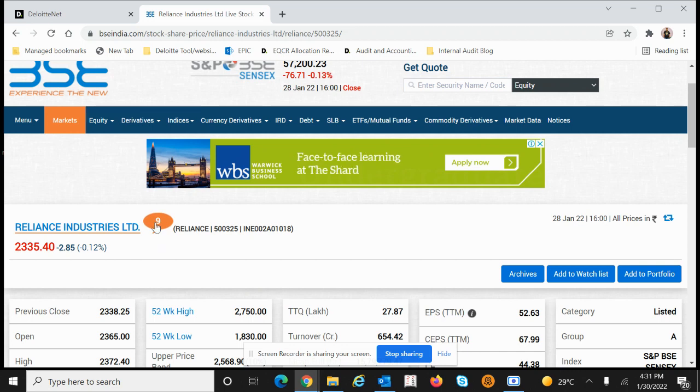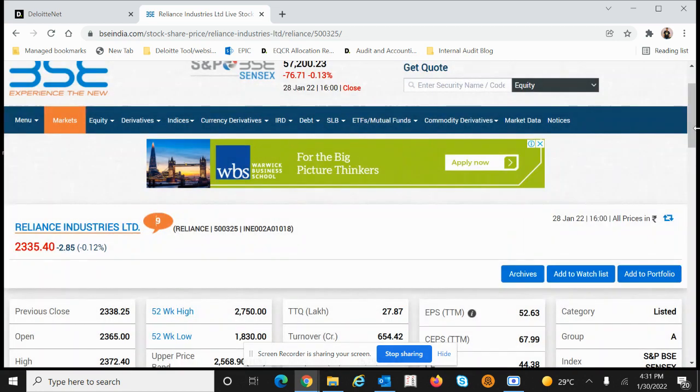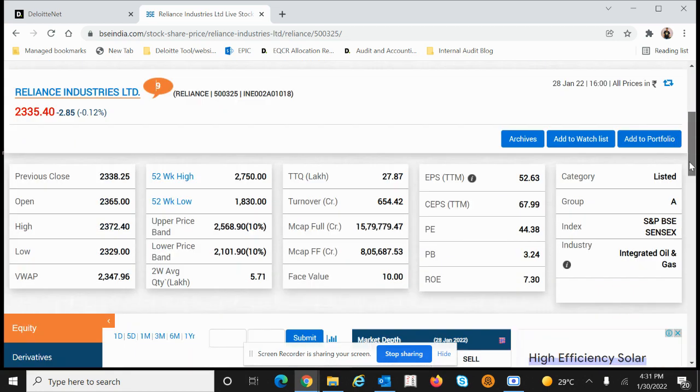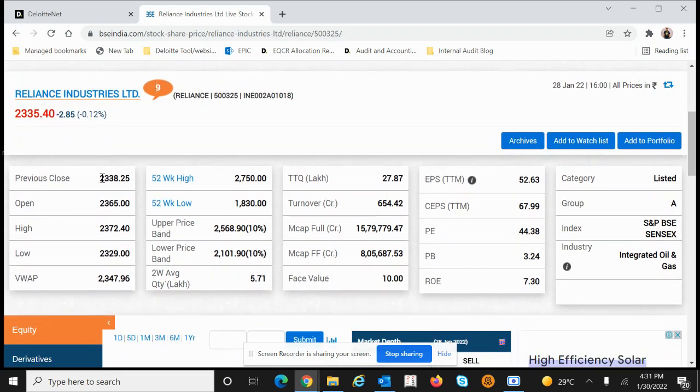2,335.40. What does this nine suggest? This nine suggests some notifications. As you can see, there are some notifications. Going further, today is a Sunday, so the market is closed today. On Friday the market was last open. Here you can see the previous close of Reliance, and the price at which it opened on Friday. The opening price is 2365.